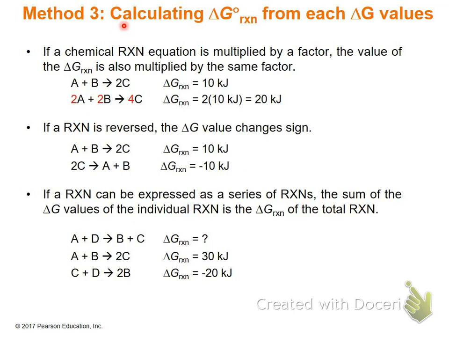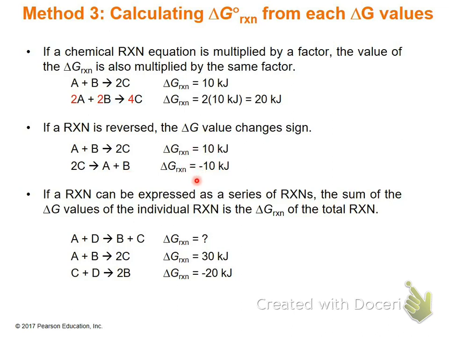Okay, so for example, if we have A plus B turning into 2C, and you want to multiply that by 2, this turns into 2A plus 2B and 4C. So because we multiplied the reaction equation by 2, we'll also multiply the delta G reaction by 2. Okay. If a reaction is reversed, then the delta G value changes sign. Right. So if we were to reverse this equation right here into 2C breaking down into A plus B, then we just change the sign from positive to negative.